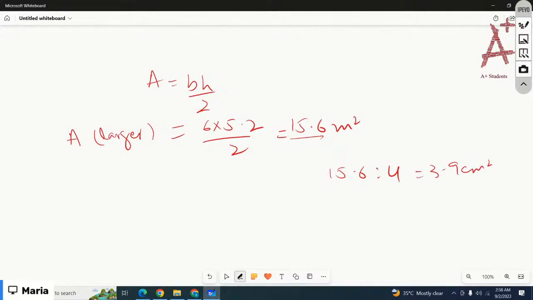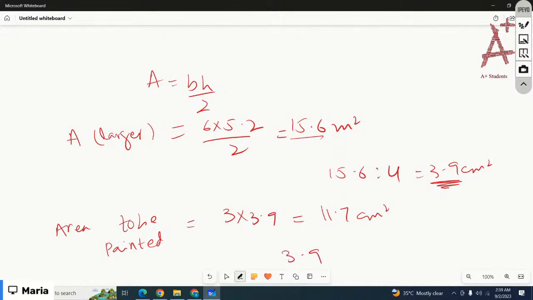That means the area of one triangle is 3.9. So 3 triangles to be painted, it would be 3 times 3.9. That means 11.7 meter square is the area to be painted, right? And the area that is not to be painted is 3.9, because the fourth one is also 3.9.